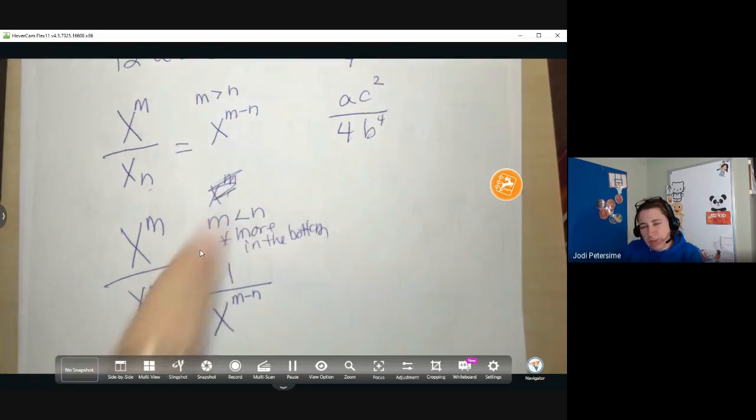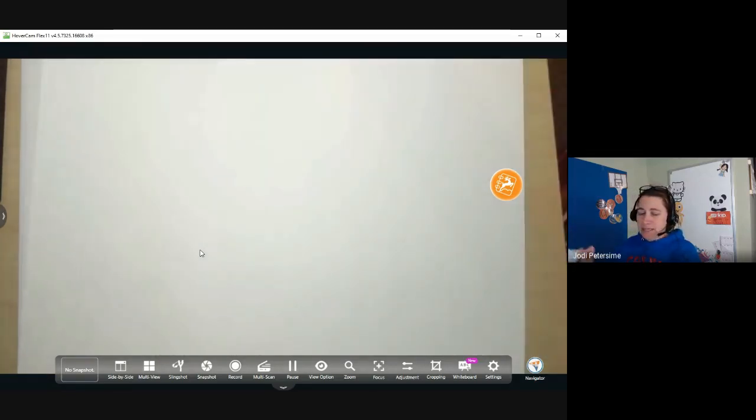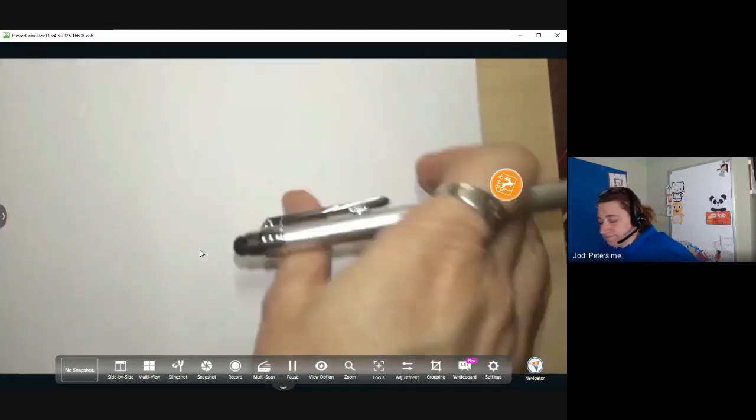I think the rule for that is harder to write than it is just to say: if you got more in the bottom, they stay in the bottom. If you got more in the top, they stay in the top, and I subtract the numbers. So, questions on quotient? All right. Now let's look at negative exponents.